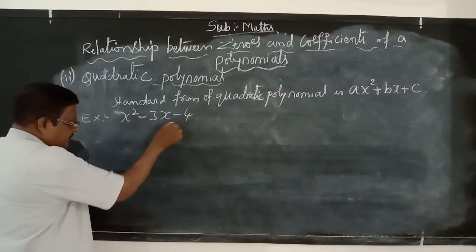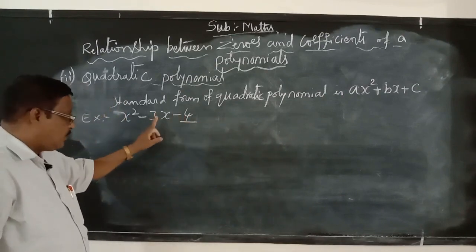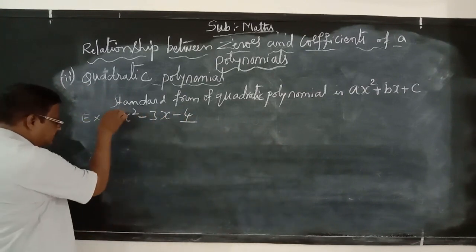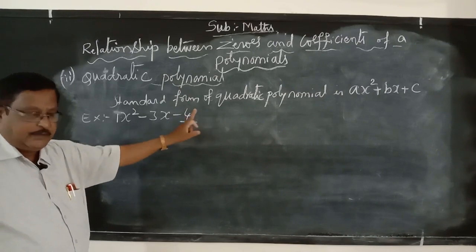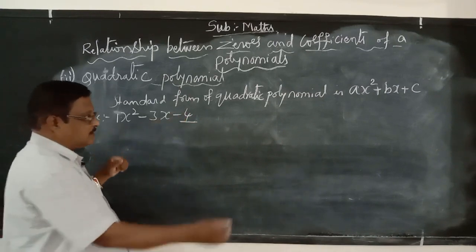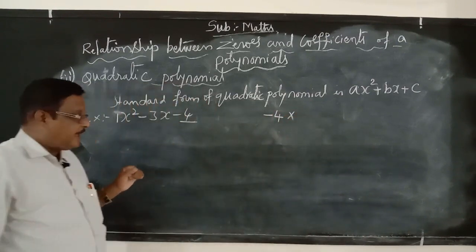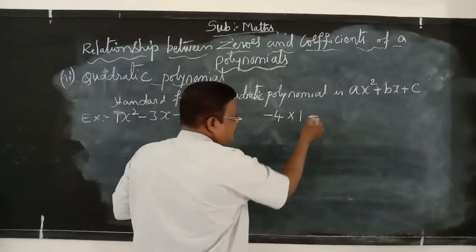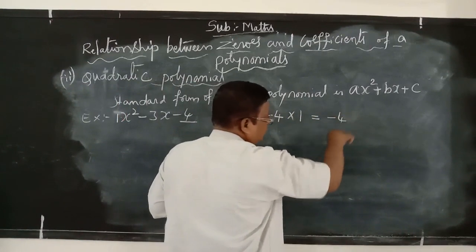Here, in the factorization method, minus 3 is the coefficient of x. For x square, there is no number, which means the coefficient is 1. Here there is no variable term, so it is the constant. What is the constant? Minus 4 is the constant, and the x square coefficient is plus 1. Multiplication of these two, minus into plus, gives minus 4.